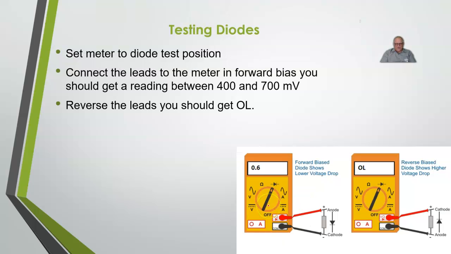but it controls the voltage spike. To test a diode, grab your meter, make sure that your meter has this diode test position. When you put it in the diode test position, you're going to hook your red lead to the positive side of the diode, black lead to the negative side, or if it has that stripe on it, and that's forward bias. You should get a reading between 400 and 700 millivolts. Reverse the leads, it should read OL. So as long as you get a reading between 400 and 700 when you're in forward bias, OL when it's in reverse bias, diode's good, it ain't broke, don't fix it.